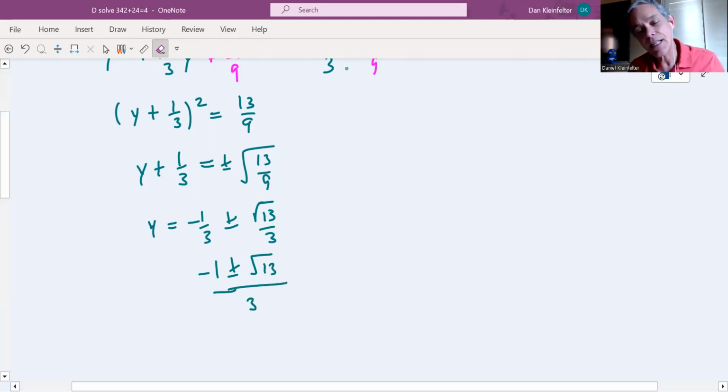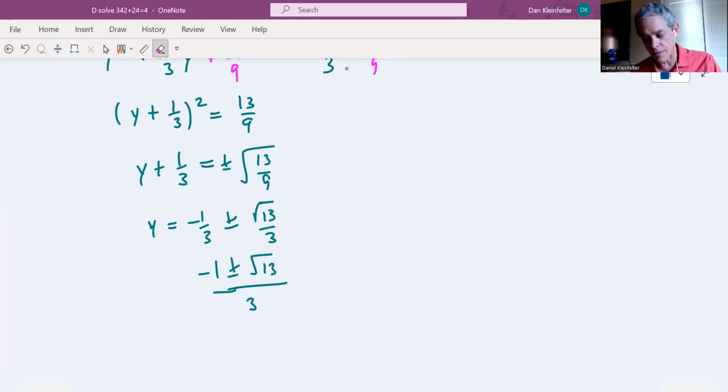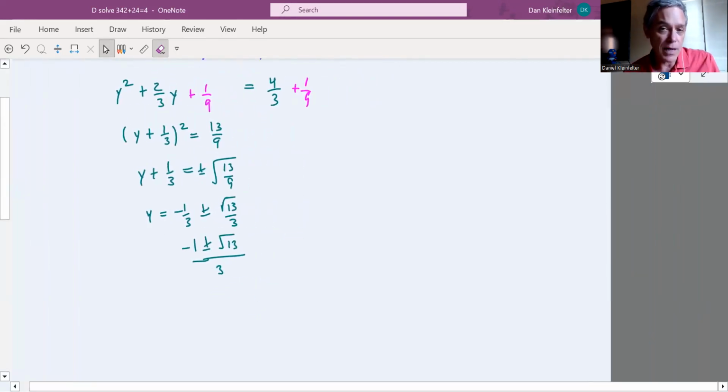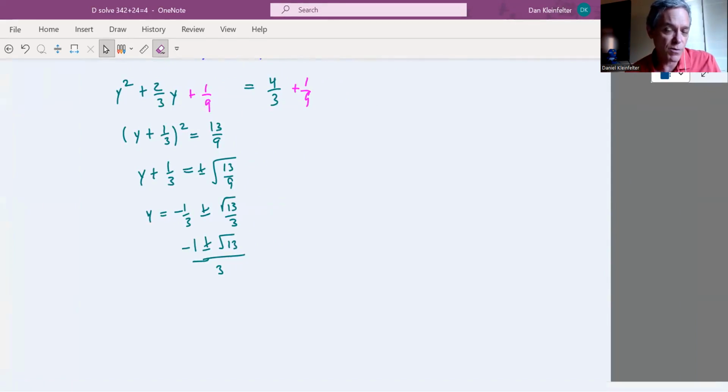All right, that takes us to the end of completing the square. With completing the square, you can solve any quadratic equation by completing the square and then turning it into a problem where you can use the square root property. That finishes up this section.